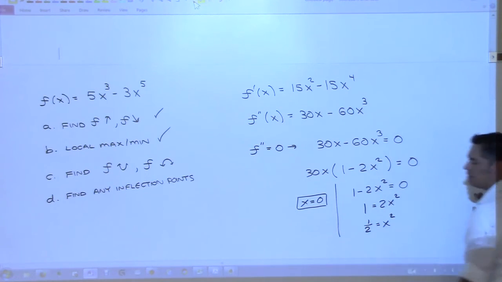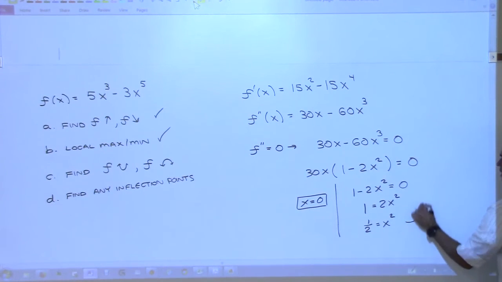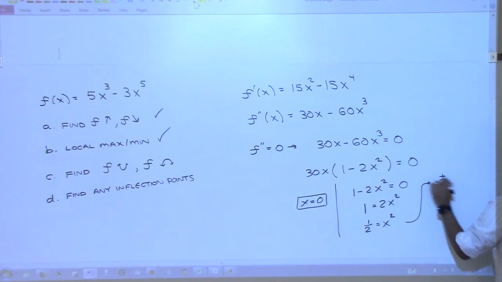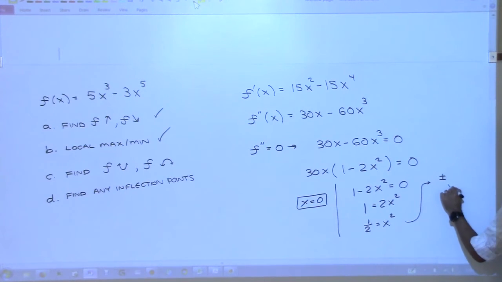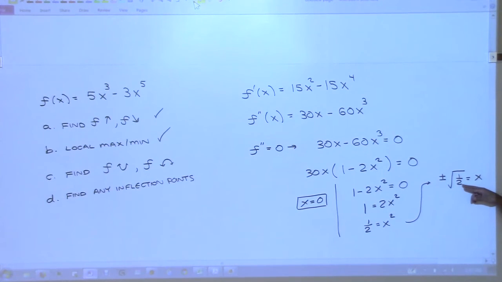And then I'm going to take the square root on both sides. So when I take the square root on both sides, I will get plus or minus, right, because you're taking the square root. Square root of 1/2 equals x. And there's all sorts of different ways we could write square root of 1/2. We could go 1 over root 2. We could do root 2 over 2 if we rationalize it. I'm just going to leave it like that.